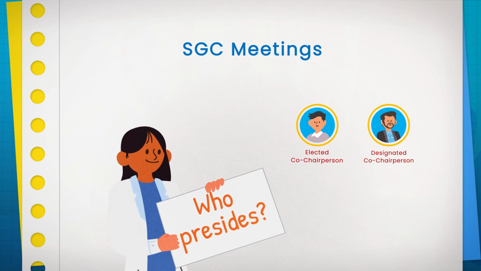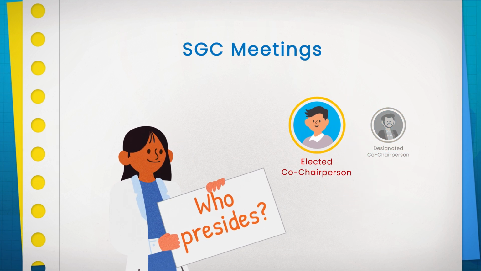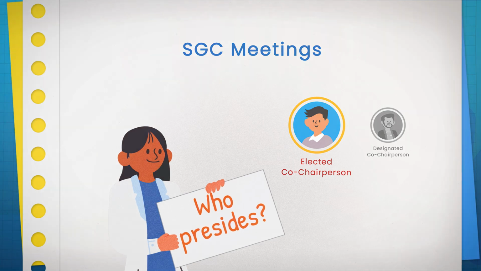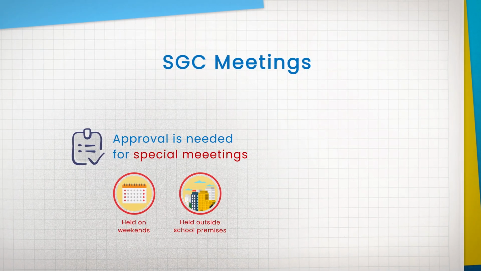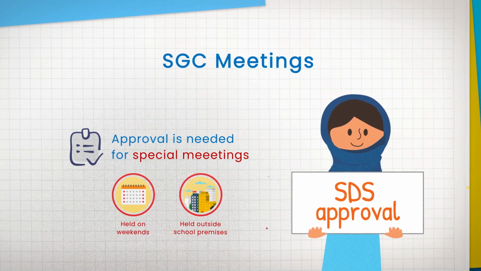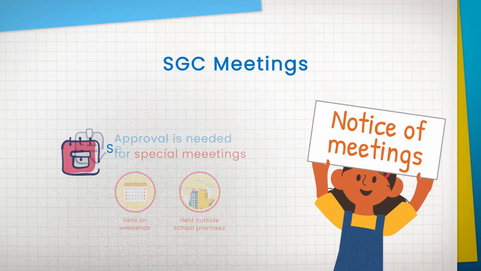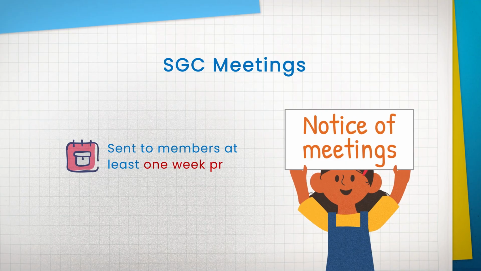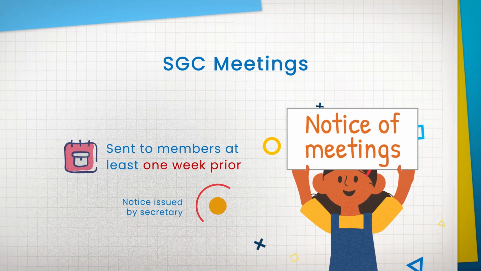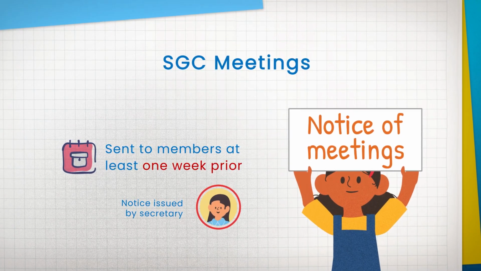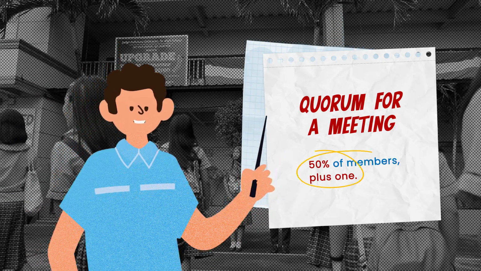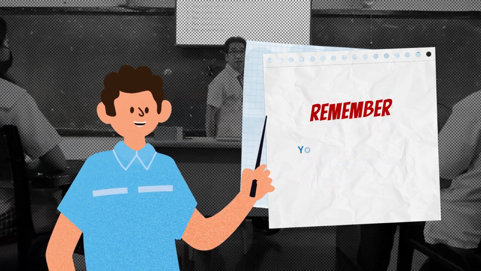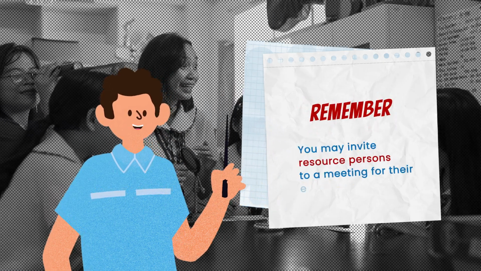Where both co-chairpersons are present, the elected co-chairperson shall preside over the meeting. If a special meeting must be held during the weekend or outside of school premises, the SGC must have prior written approval from the school's division superintendent. Notice of meetings for both regular and special meetings shall be issued by the secretary to all SGC members at least 1 week in advance. The quorum for any meeting to be held must be 50% of the total membership plus 1. Depending on the agenda, the SGC may invite resource persons to provide inputs and suggestions.